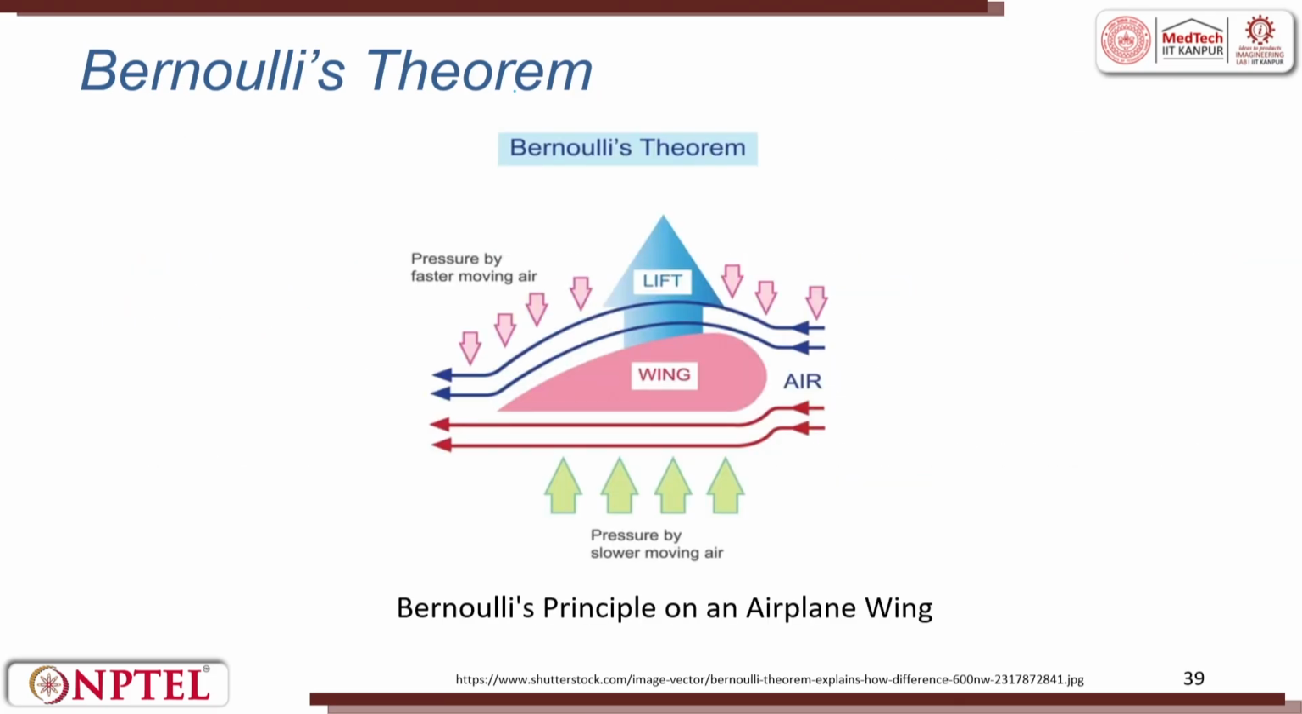So, Bernoulli's theorem is used to explain why an aeroplane lifts. So, you have a wing which follows an aerofoil design. So, aerofoil which follows aerodynamic principles. So, here the pressure at the bottom is higher because the air is slower, the air on the top is faster. So, there is a lift phenomenon which is given. That is why the plane takes off. The pressure by slower moving air is at the bottom of the wing.